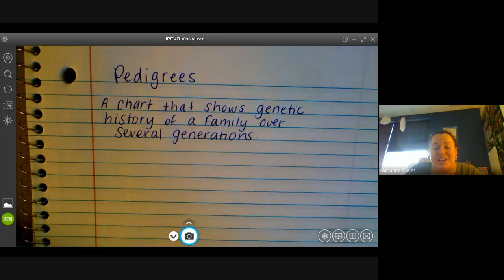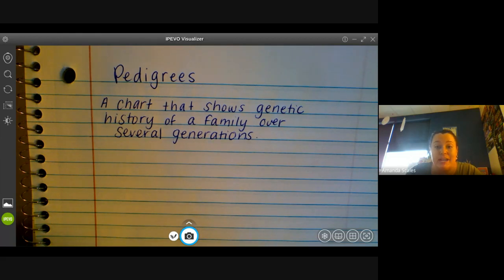Now, a pedigree, you may have heard that word when it comes to dog food or cat food or something like that, but a pedigree is actually just a family tree that shows genetic history.